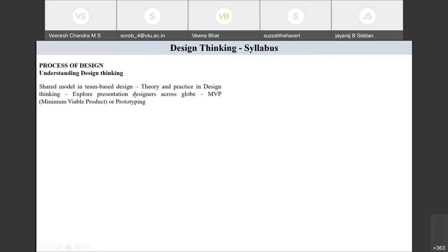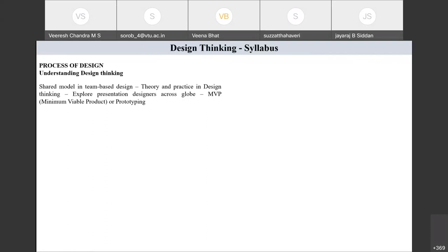So there is a mistake actually in the syllabus. When you take out the syllabus, there is a mistake. "Signers" - it has become "signers". It is "designers". Explore presentation designers across the globe. MVP or prototyping. MVP is nothing but the minimum viable product.